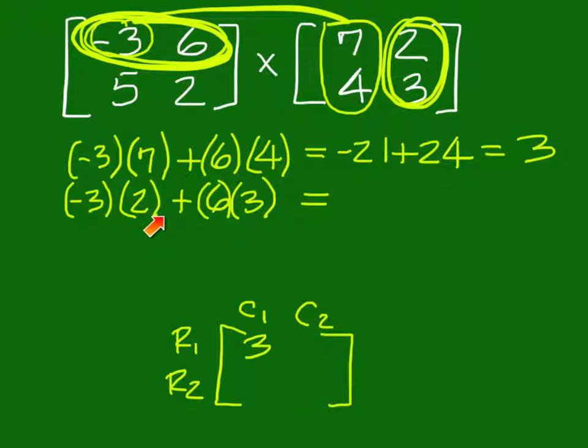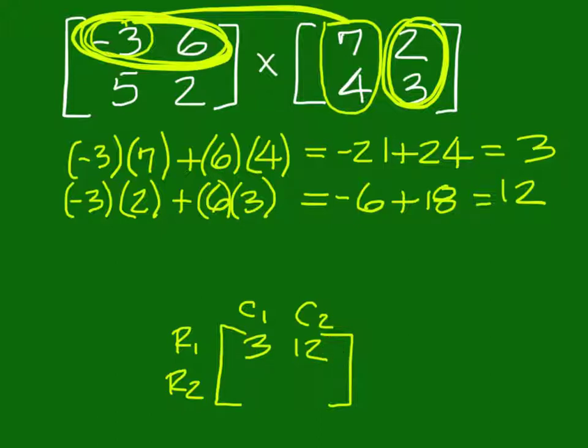You add them together. And that would be a negative 6 plus 18, which is 12. So 12 would go there because we've multiplied row 1 by column 2. So down here in the answer matrix, there's row 1 and column 2. That's where the answer goes.